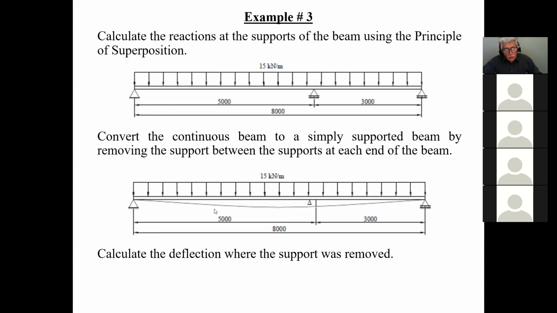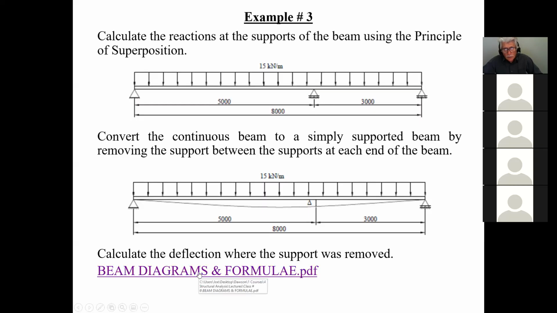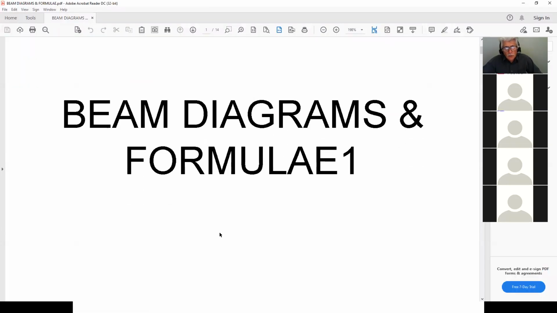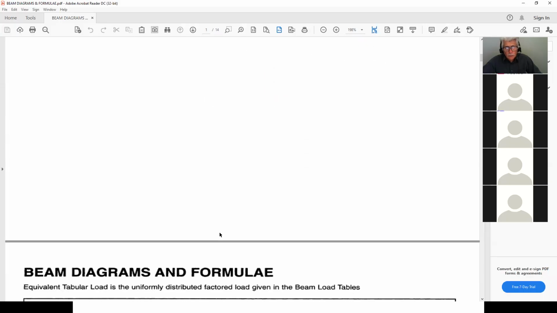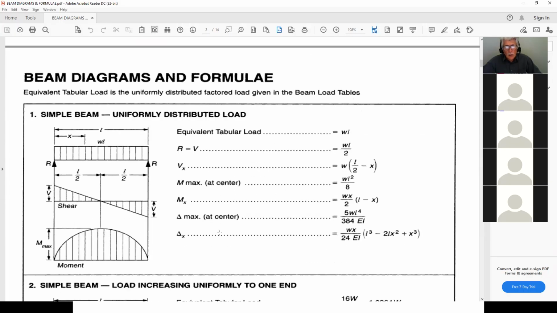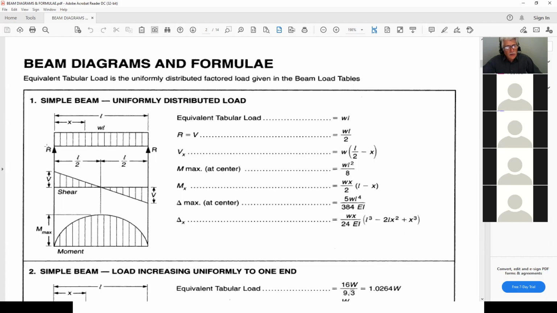So I go calculate the deflection where the support was removed. I come here and look at this, so I go to my beam formulas. And this is exactly what I have: a simply supported member with a uniformly distributed load across the whole thing. Now, out of all of these, which equation will I use?